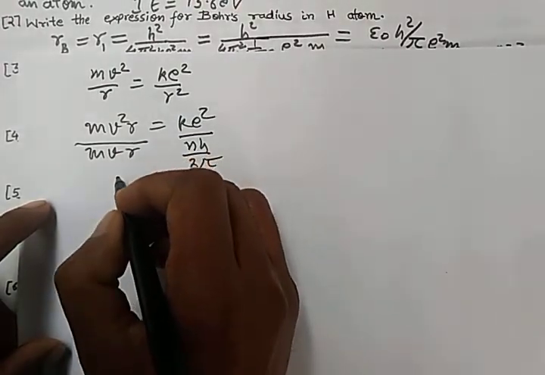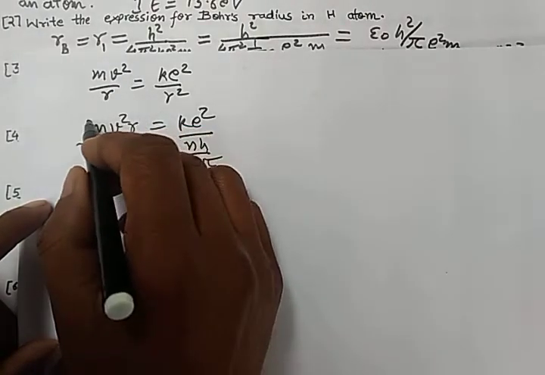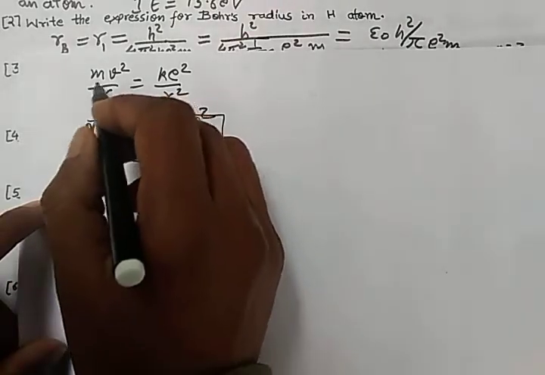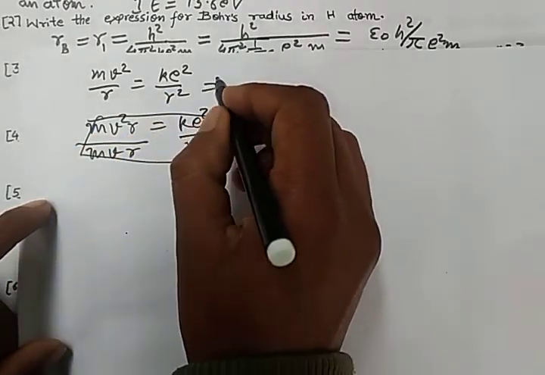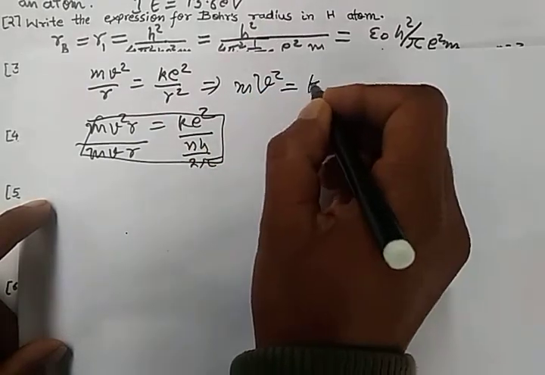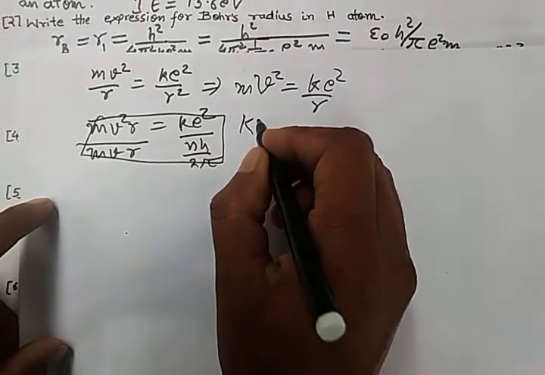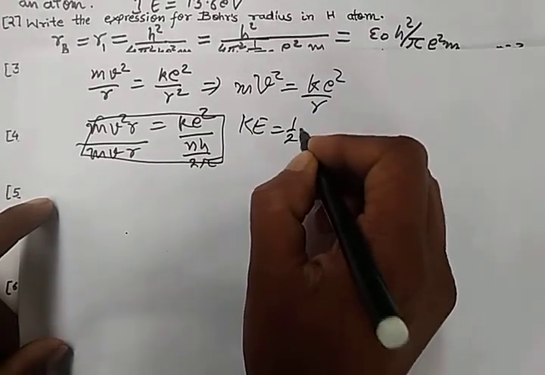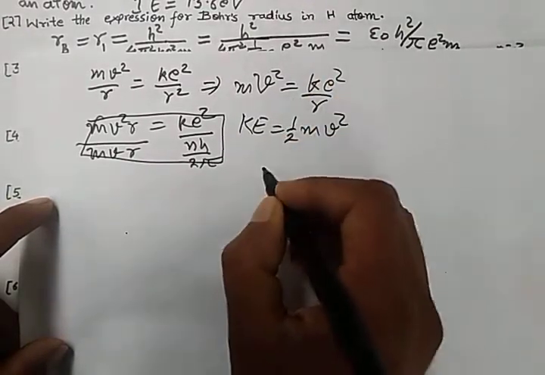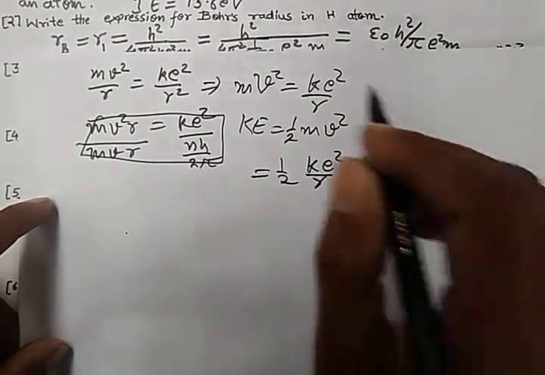we can do it here only. So r gets cancelled, so mv square equals ke square upon r. So kinetic energy is equal to half mv square, and mv square is this, so it is half ke square by r. This is the first thing.